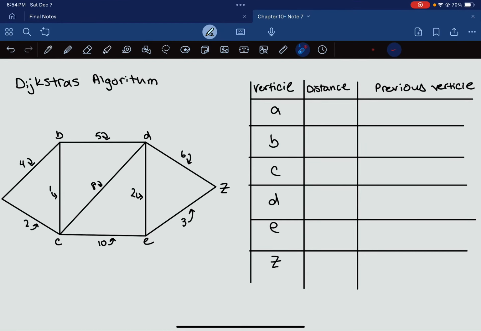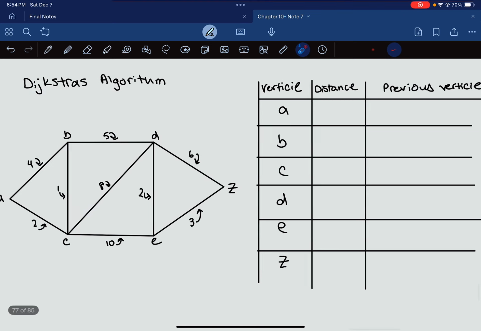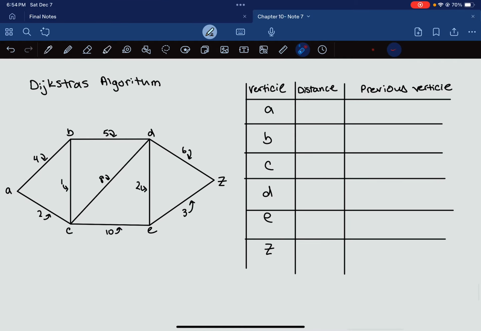Okay, so today I'm going to be teaching you about Dijkstra's algorithm. So basically the problem is, how do I get from vertex A to Z in the shortest way?